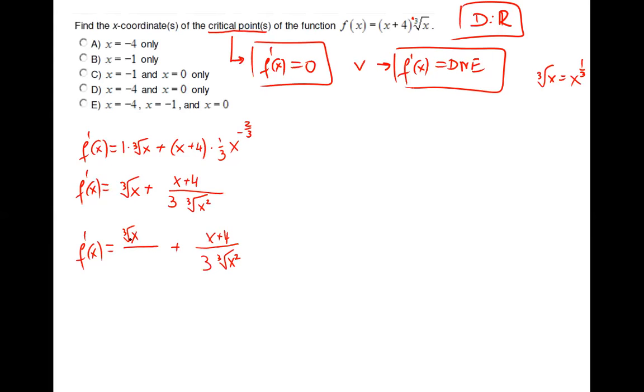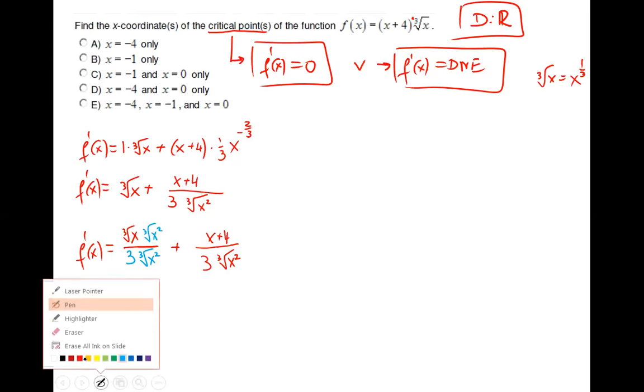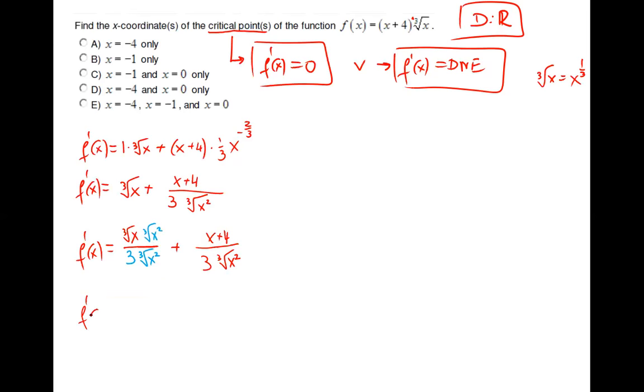We did have cube root of x. That means the first quantity I have to multiply and divide by 3 cube root of x squared. Cube root of x squared. Great. And what do I have? Now I do have a common denominator, 3 cube root of x squared. And who can tell me, okay, the first question for you, cube root of x times cube root of x squared. What is this quantity, if I multiply together, what will I get?